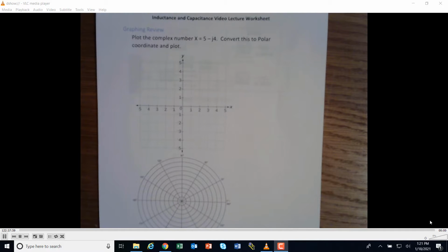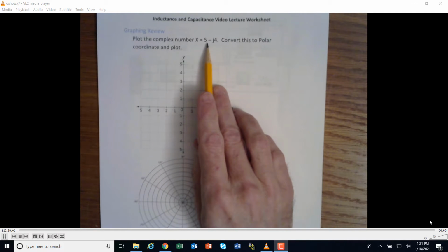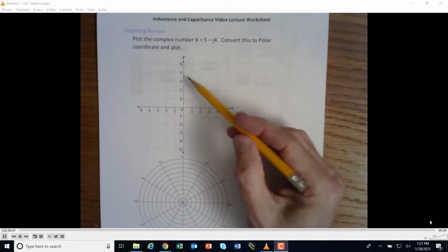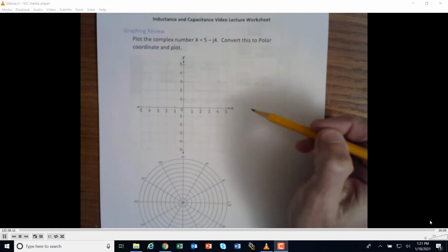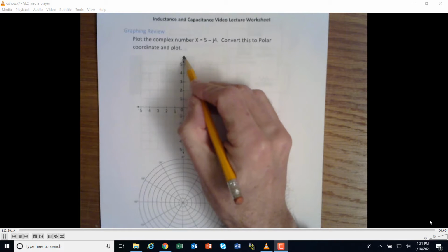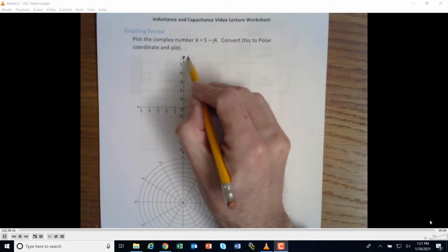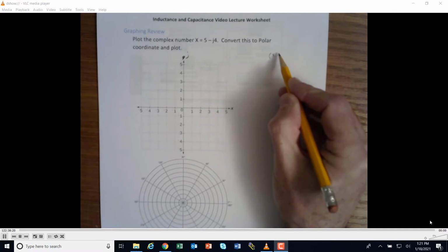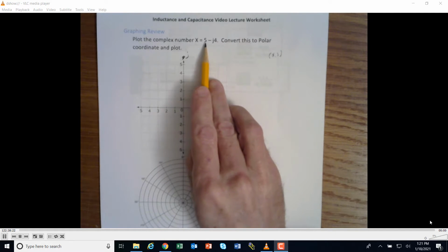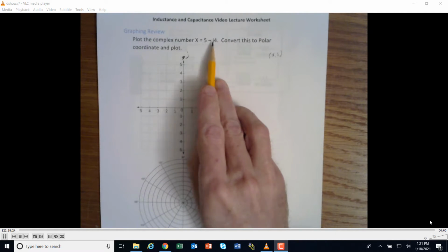We'll begin today with a little graphing review of a complex number. Before, we were plotting numbers on a rectangular coordinate system where we had x, y, right? Now we're going to relabel this axis as j. Normally numbers came in as x, y. Well, when they come in here, this is our x-axis, and this is our j-axis.